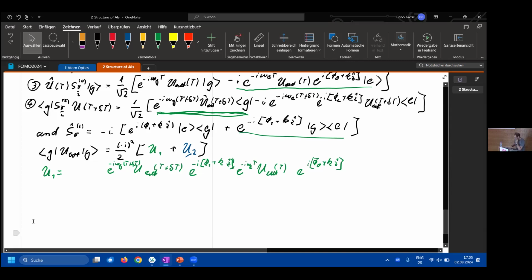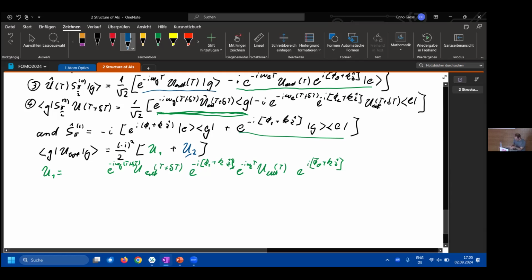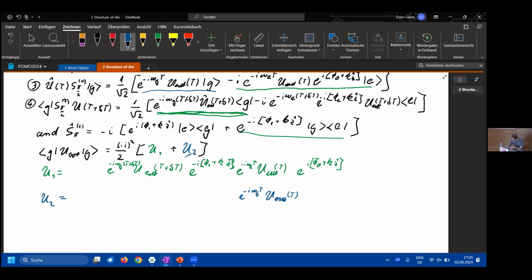Okay, I think because I need enough space for that, let's just do the other arm as well. I start with this one here. So this would be U2, and this is just the external time evolution for a time t, and evolution in the ground state for a time t. Nothing happens at the first pulse.